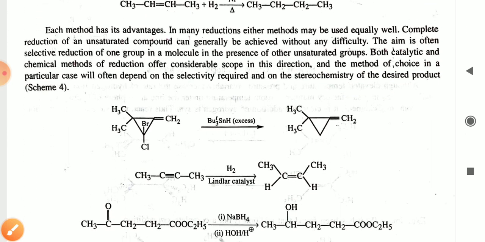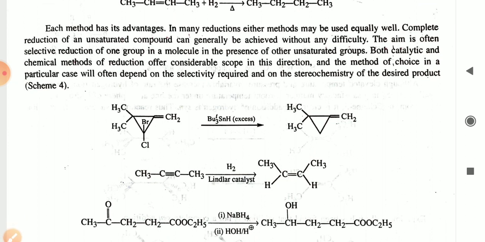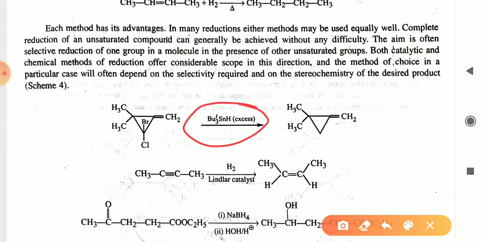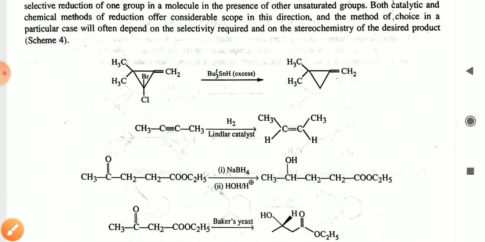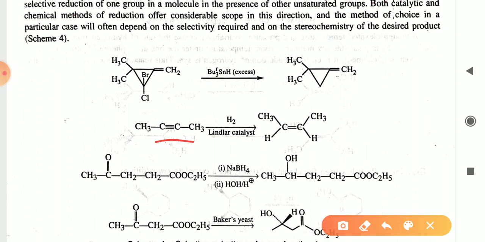So each method has its advantage. In this kind of compound, the catalyst changes. If we use this catalyst, in this kind of reaction the addition of hydrogen takes place and the halogens, chlorine and Br, are removed. Now in a second example, the triple bond is converted into the double bond, alkyne converted into alkene, in presence of H2 and the Lindlar catalyst.